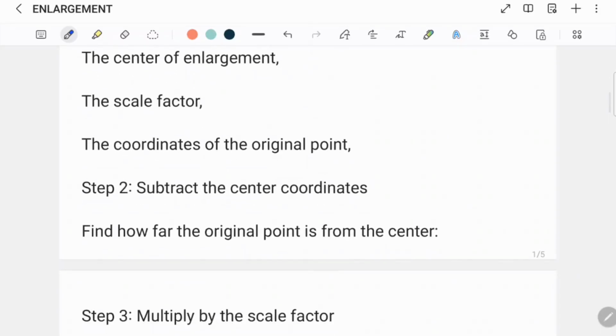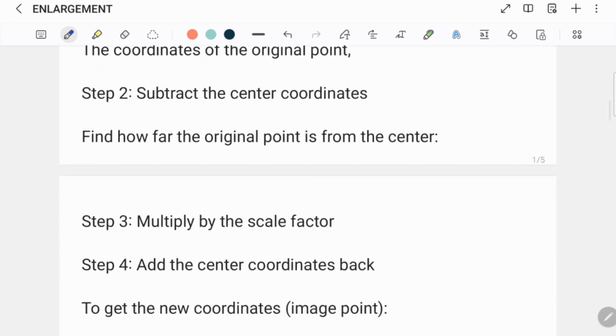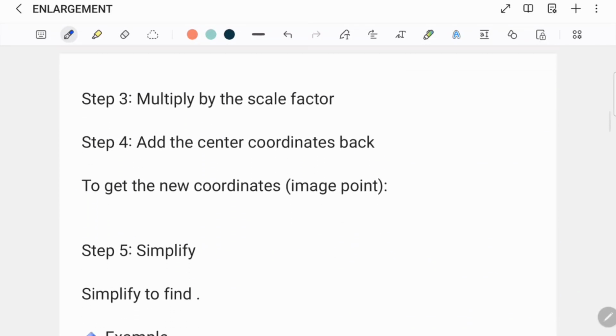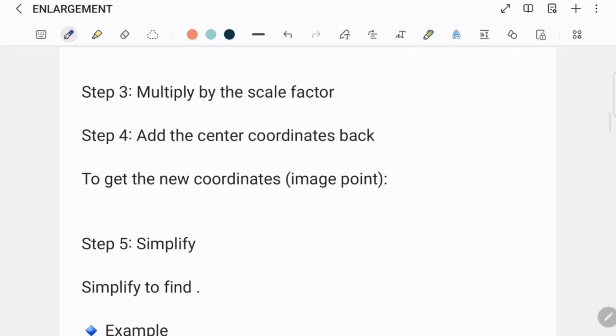So what do you do? You just find out what the coordinate is. Whenever you get the coordinate, subtract the center, and then multiply your answer with the scale factor. And when you multiply, obviously to make it origin, you have subtracted the center, then you add it back in the last step to get the image point.